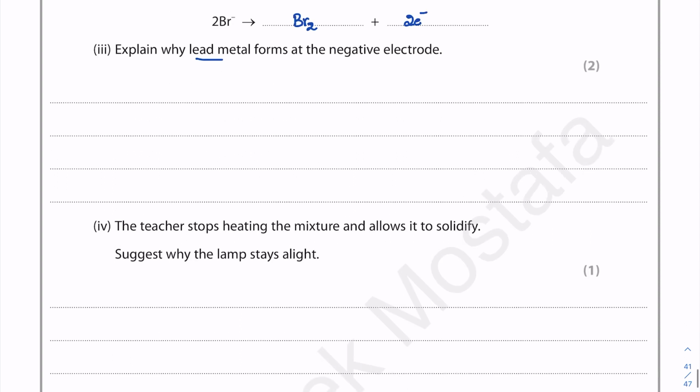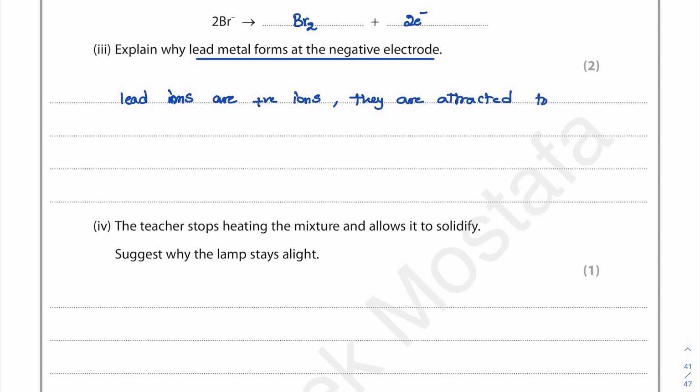Explain why lead metal forms at the negative electrode. Because lead ions are positive, so they are attracted towards the negative electrode, the cathode, and they are reduced, meaning they gain electrons. Here lead ions are positive ions. They are attracted towards the negative electrode.